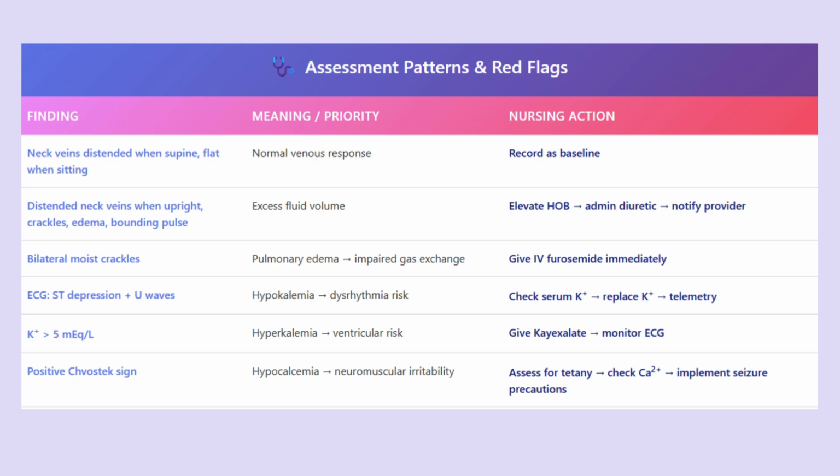If potassium is elevated above 5, that's hyperkalemia, another dangerous imbalance that can cause life-threatening ventricular arrhythmias. Give Kayexalate to remove potassium through the gastrointestinal tract and hold potassium-sparing medications like spironolactone.